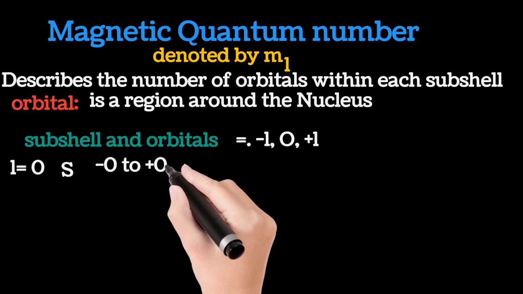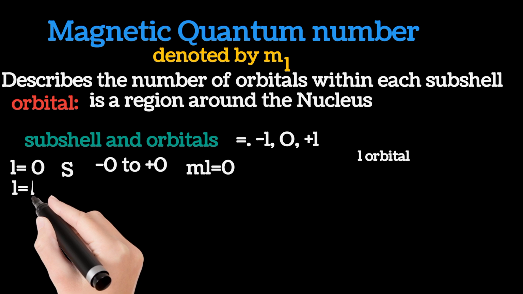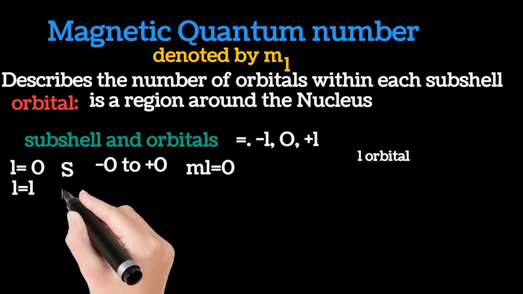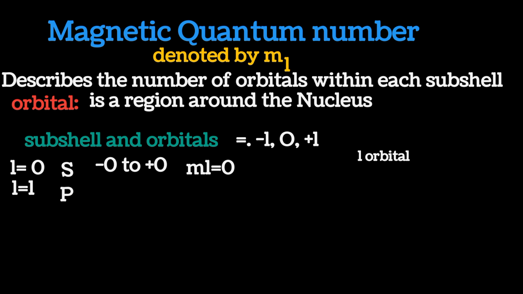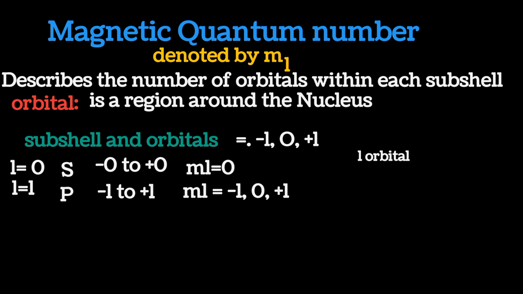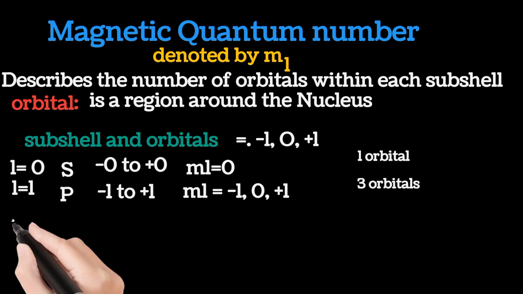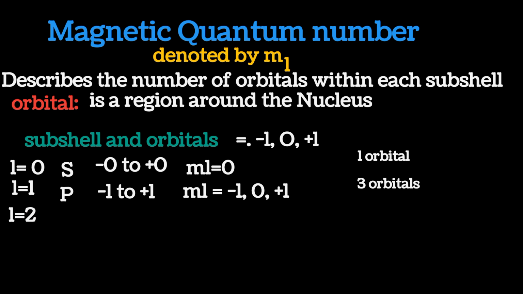So if l equals 0, we know that that is the s sublevel. It will take values from -0 to +0. And since there is no such thing as -0 and +0, m sub l will be equal to 0. And that means we have only one orbital. When l equals 1, which is our p sublevel, it will take values from -1 to +1. So m sub l will be -1, 0, +1. And each of these stands for an orbital, so we are having 1, 2, 3. That is -1 is an orbital, 0 is an orbital, and +1 is an orbital. That means we have 3 orbitals.